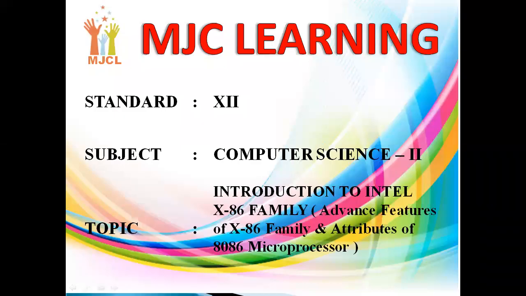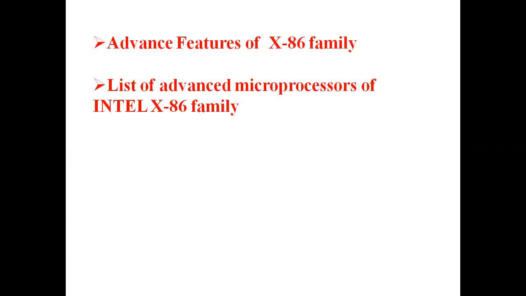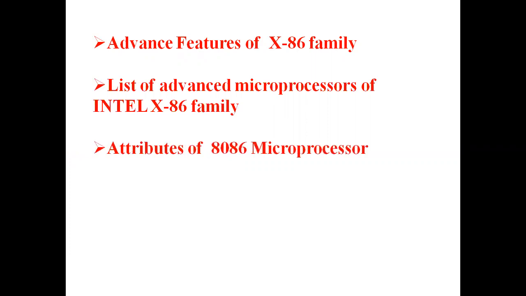Today we are going to study chapter 3 of Computer Science 2, that is Introduction to Intel x86 family. And the topic is Advanced Features of x86 family and Attributes of 8086 microprocessor. So let's begin. In this session we are going to study advanced features of x86 family, a list of some advanced microprocessors of Intel x86 family, and attributes of 8086 microprocessor.